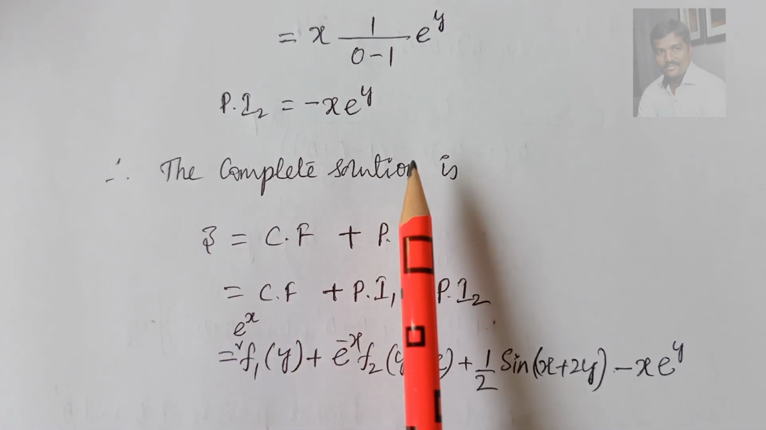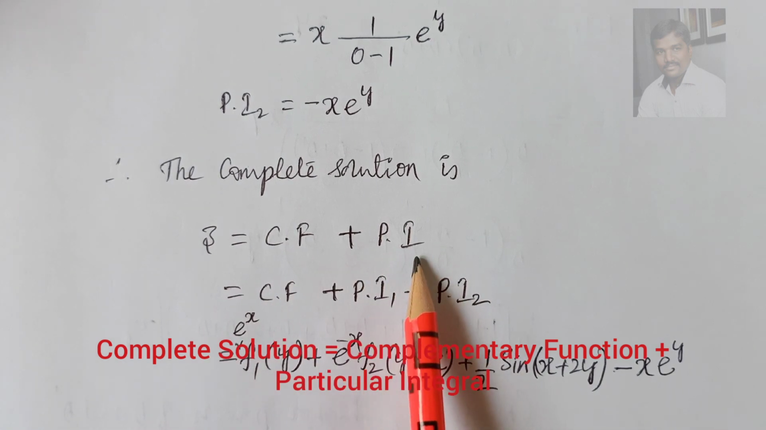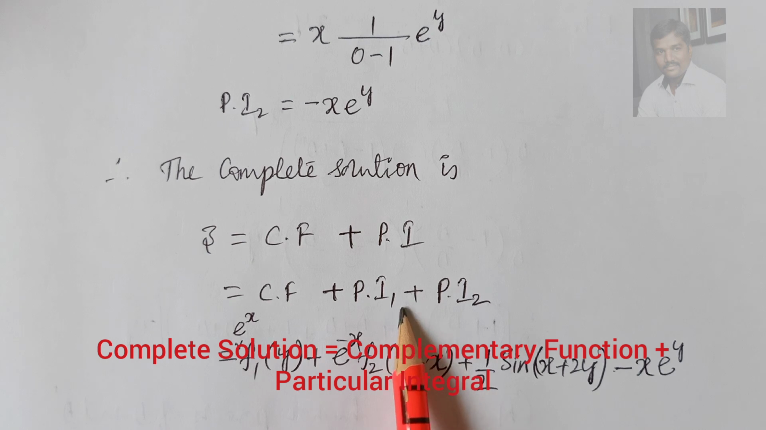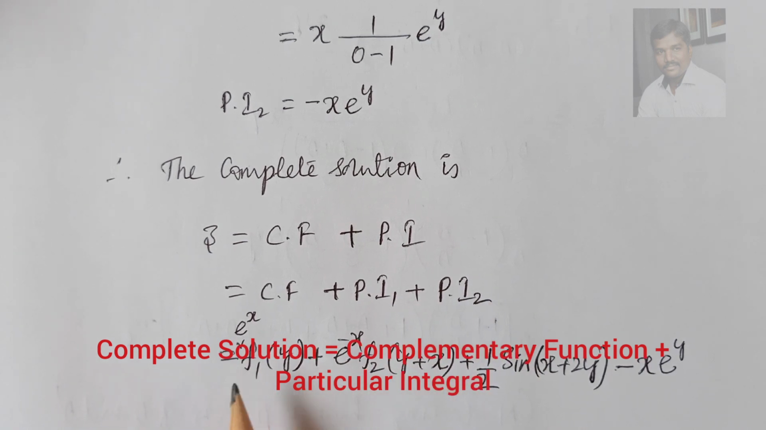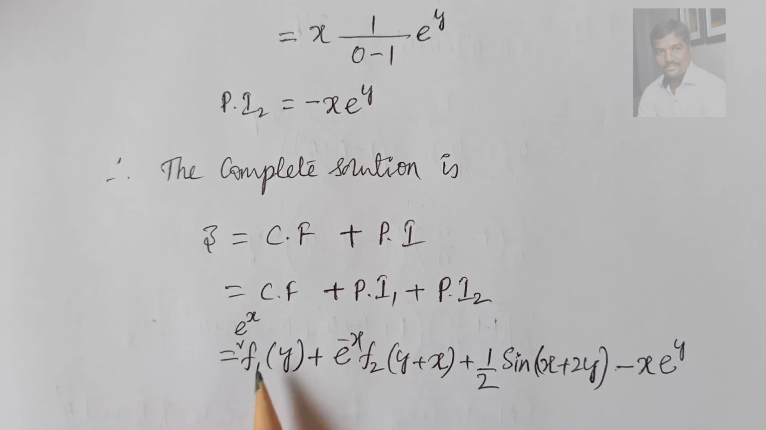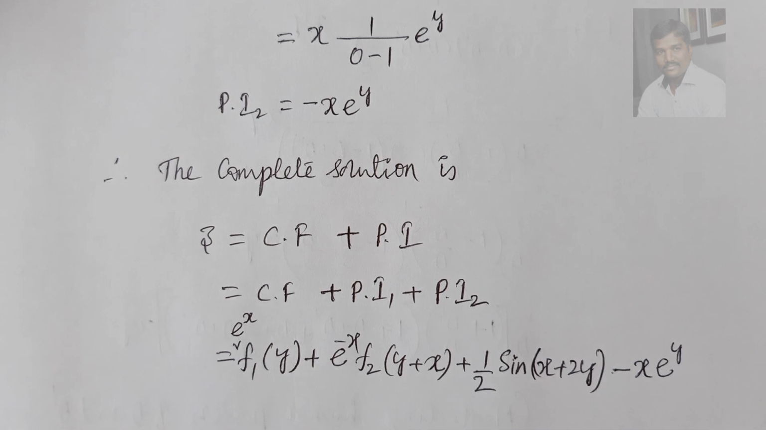Therefore the complete solution is z equal to complementary function plus particular integral. Since we split it into particular integral 1 plus particular integral 2, the final solution is z equal to e^x f1(y) plus e^(−x) f2(y + x) plus 1/2 sin(x + 2y) minus x e^y. This is the required solution. I hope you understand. Thank you.